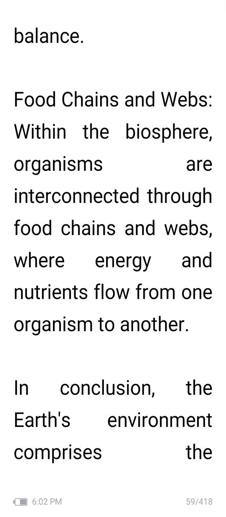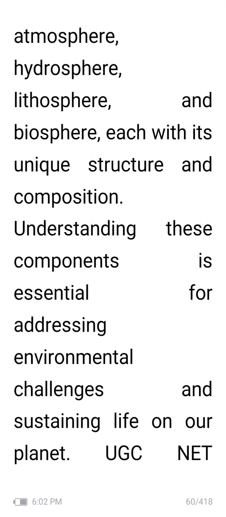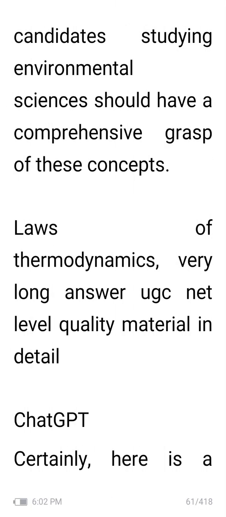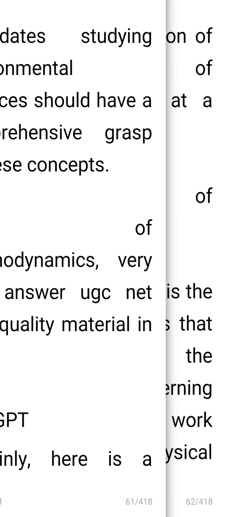Then food chains and webs. Within the biosphere, organisms are interconnected through food chains and webs, where energy and nutrients flow from one organism to another. So in conclusion, the Earth's environment comprises the atmosphere, hydrosphere, lithosphere, and biosphere, each with its unique structure and composition. Then next, laws of thermodynamics.